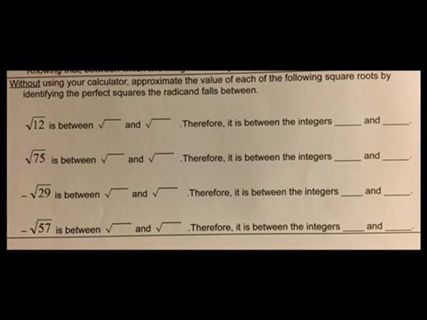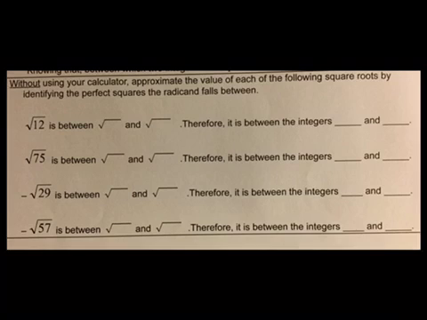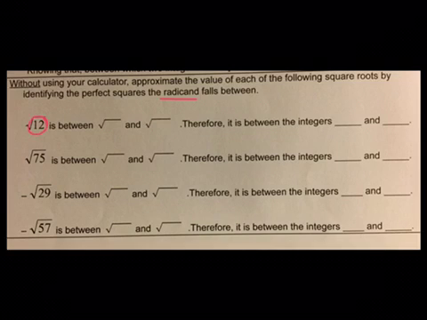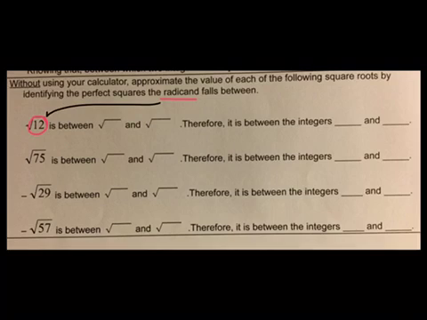So now we're going to practice a little. Without using your calculator, approximate the value of each of the following square roots by identifying the perfect squares the radicand falls between. When we say radicand, we're just talking about the number that falls under the square root. So in that first example, we're talking about 12 as the radicand. If you want, you can draw an arrow pointing to 12 being under the square root to help you remember that. So for this first one, we're trying to estimate the square root of 12.